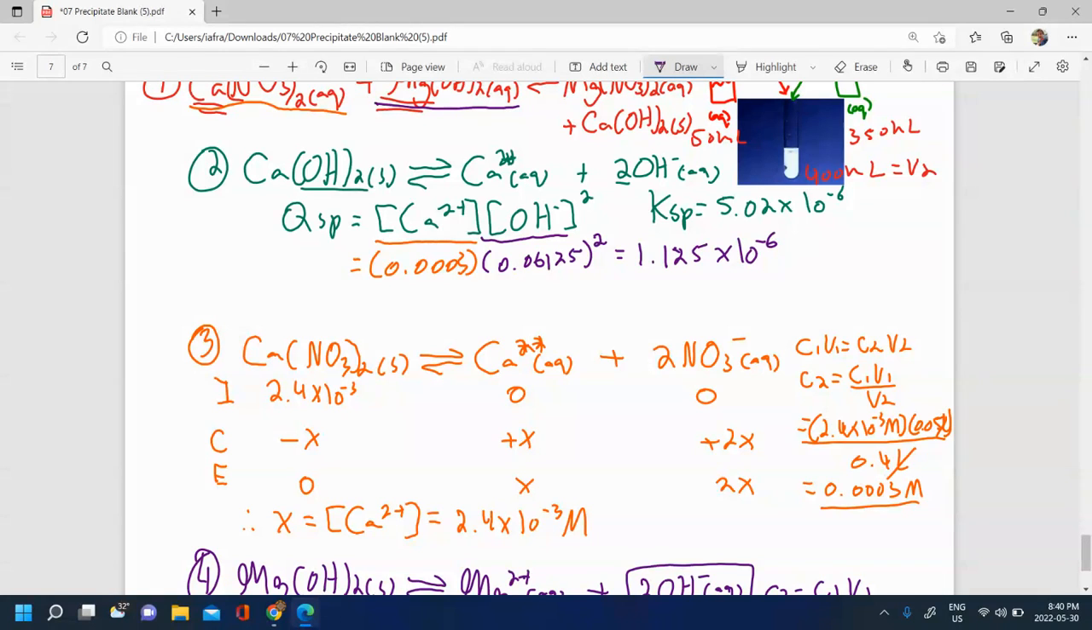So they look pretty close because they're both 10 to the power of negative 6. But it looks like your KSP is larger than your QSP. So QSP is smaller than your KSP. Therefore, we have an unsaturated solution and no precipitate forms.